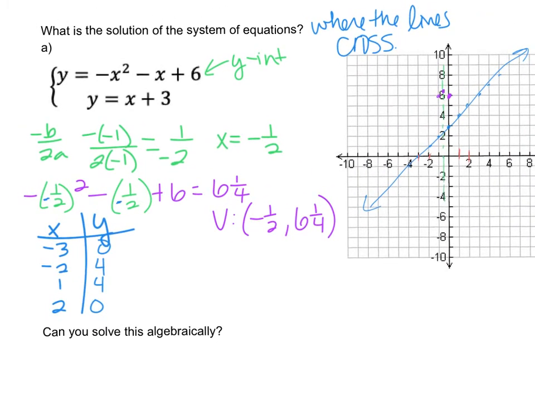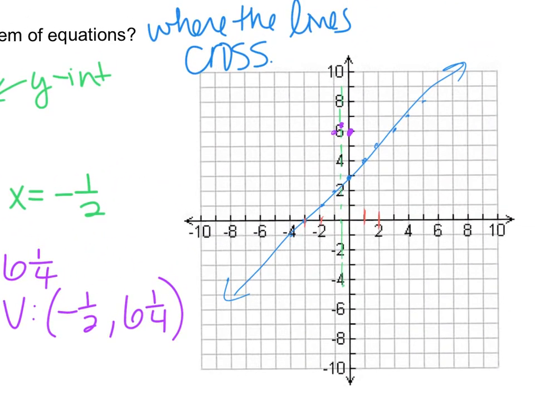Okay, so the first point was at negative 3, 0. Hey, look at that. That's a good sign. The next point was at negative 2, 4.